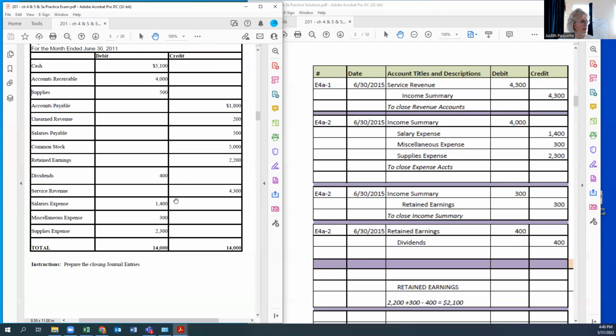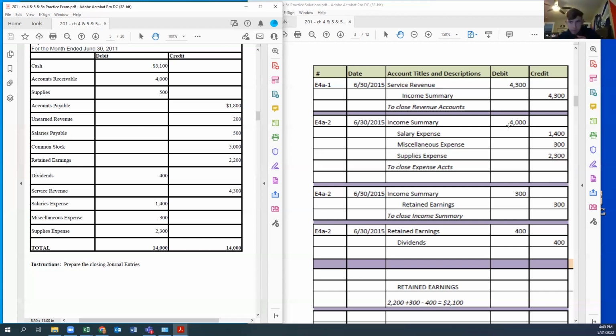All these expense accounts, we get rid of them next. They have debit balances, so to clear them, we credit each expense account individually, not one big line saying expense. You have to think of it as buckets, and you have to empty each bucket individually. Credit salary expense, miscellaneous expense, supplies expense, and then you summarize all 3 of them and you debit income summary.